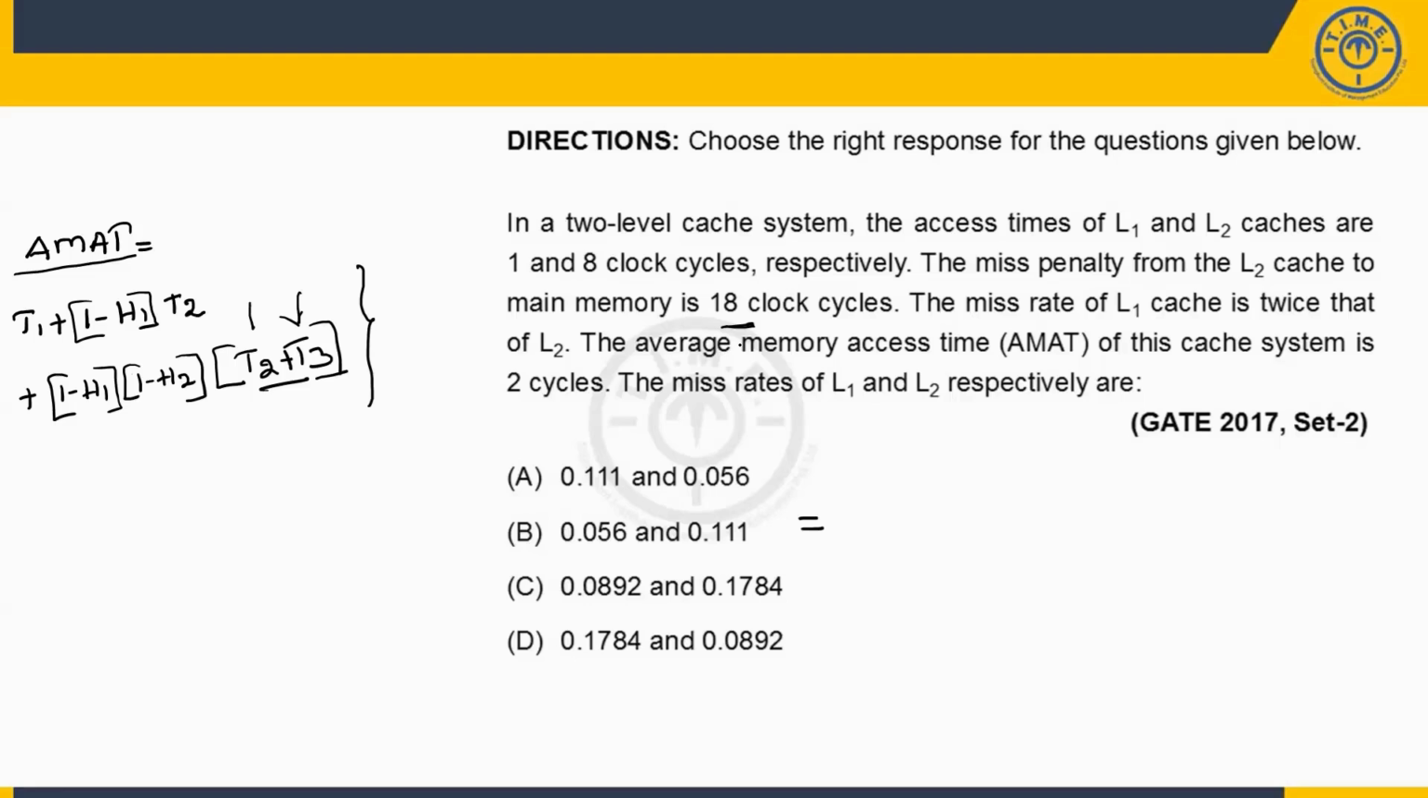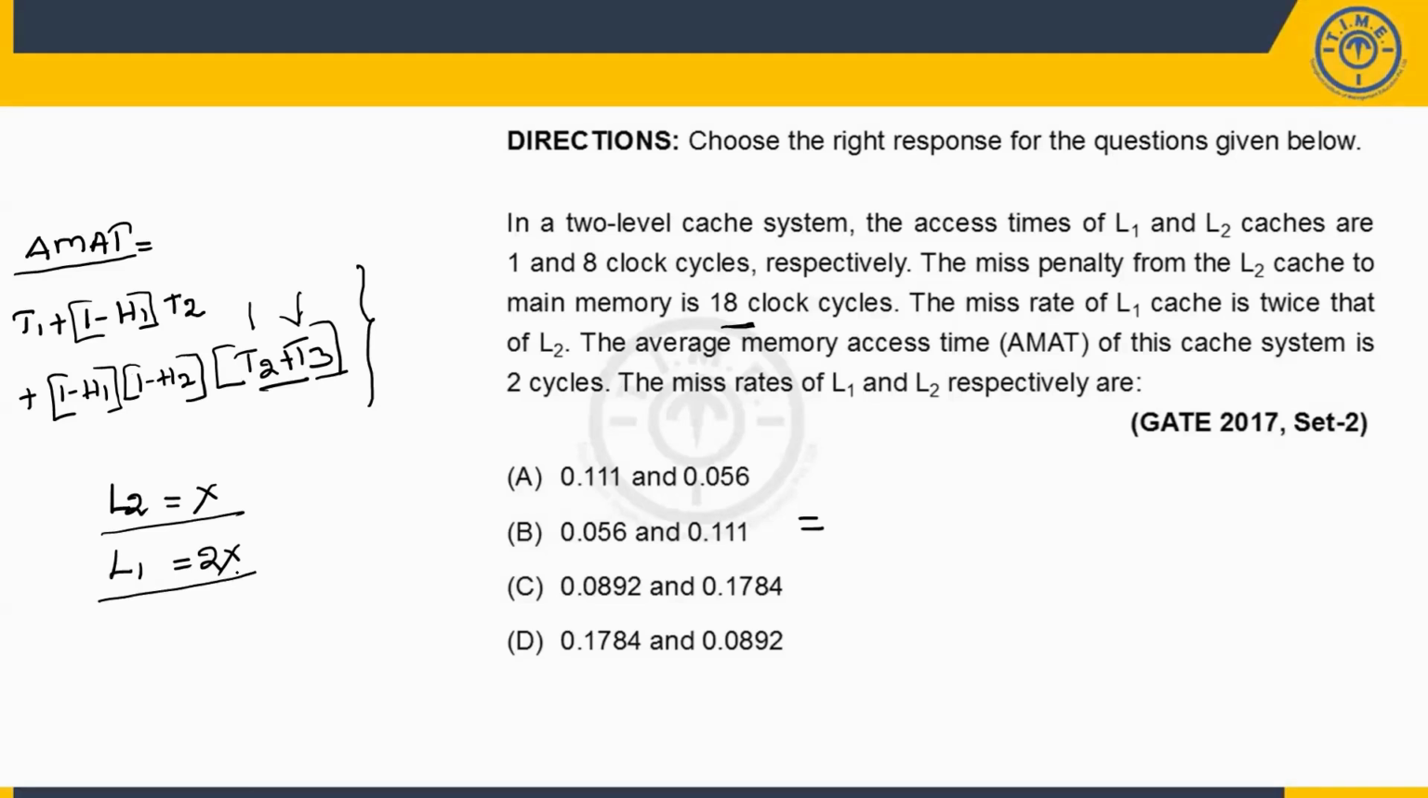T2 plus T3 is equal to 18 clock cycles. The miss rate of L1 cache is twice that of L2. Here we are not provided the hit rate, rather we are provided the miss rate. So what is the relationship? Let L2 cache miss rate be X. Then L1 miss rate will be equal to 2X. Can I say it this way? So L2 miss rate is X, L1 miss rate is 2X.